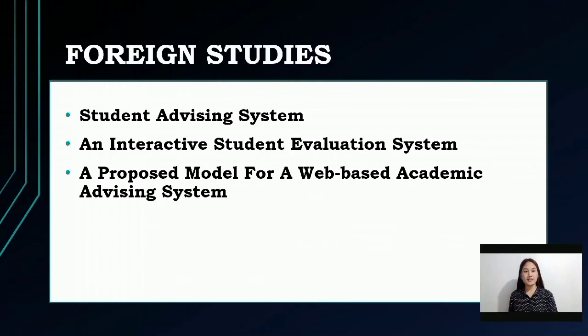For our foreign studies, we have the Student Advising System, an interactive student evaluation system, and a proposed model for a web-based academic advising system. For the Student Advising System, the academic advising system of the Bachelor of Arts in Social Work, University of Pittsburgh, focuses on the administrative aspects of sequencing coursework and obtaining graduation in a timely fashion. It provides mutual understanding between student and advisor, which is helpful for students to be prepared for their endeavor and easily achieve academic success with the guidance of the advisor.